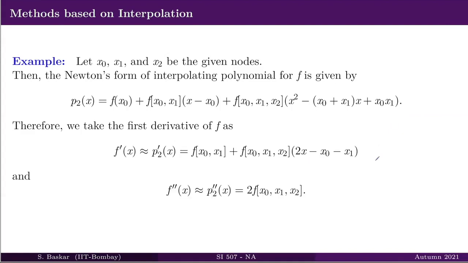And similarly, you can also get a finite difference formula for f double dash of x. What you do is simply differentiate p2 twice, in which case you will get the formula as 2 times the divided difference of f of order 2 at the node points x0, x1, and x2, right? This is not very difficult to understand. Now let us take different values of x0, x1 and x2 and see how these formulas look like.